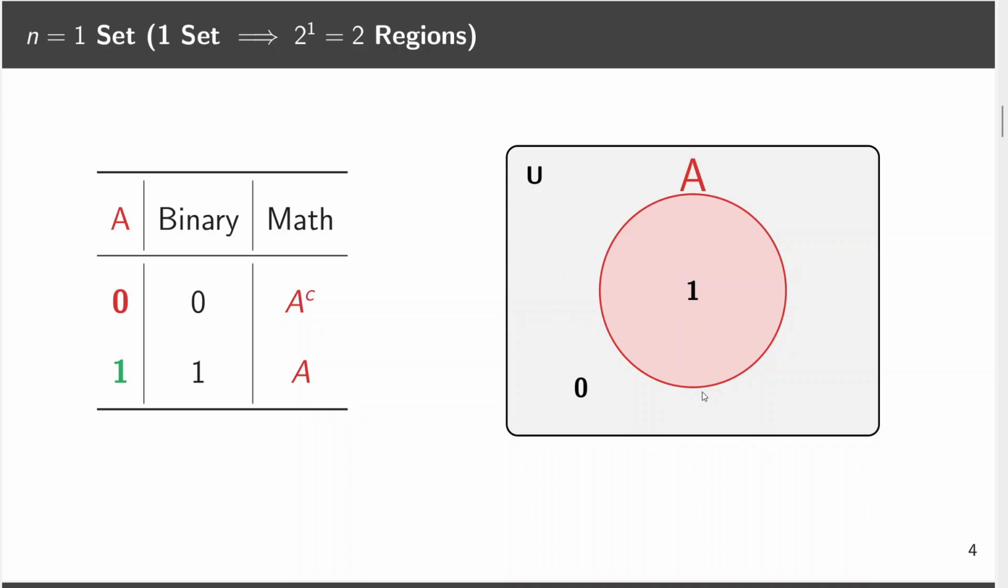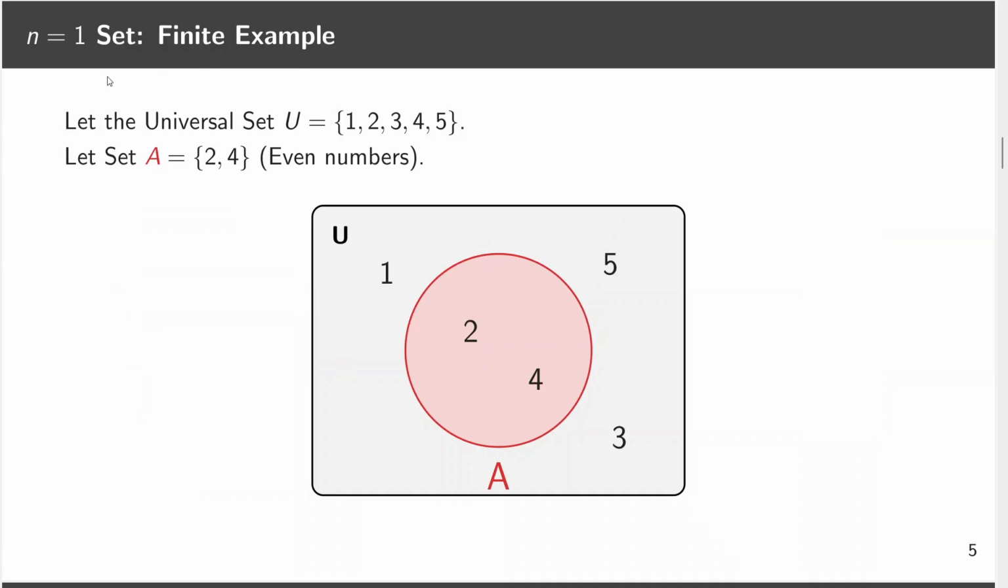Now let's make this real with an actual, concrete example. Still one set. N still equals 1. Let's define our universal set. The universal set U is the collection containing the numbers 1, 2, 3, 4, and 5. Just those 5 numbers. That is our entire world for this problem. Now let's define set A. Set A is the collection of even numbers from our universal set. So A contains 2 and 4. Just those 2 elements.